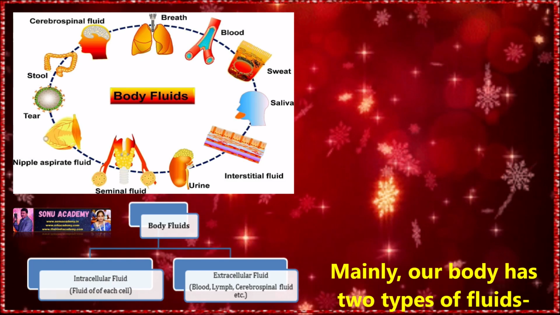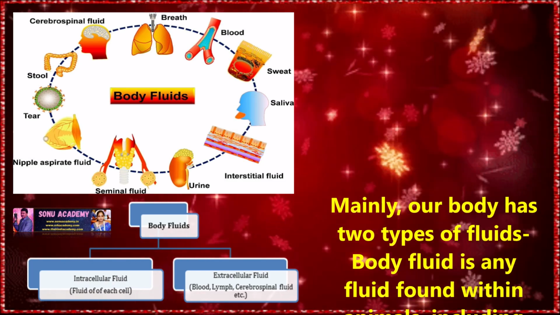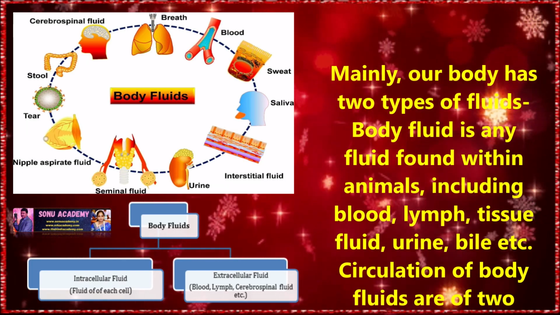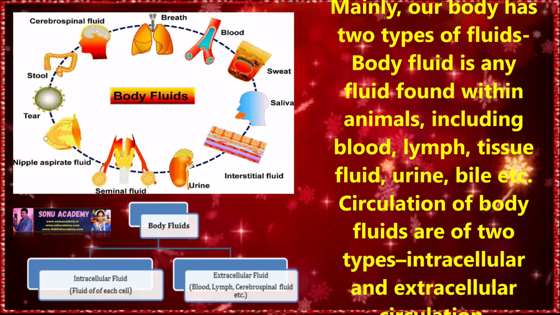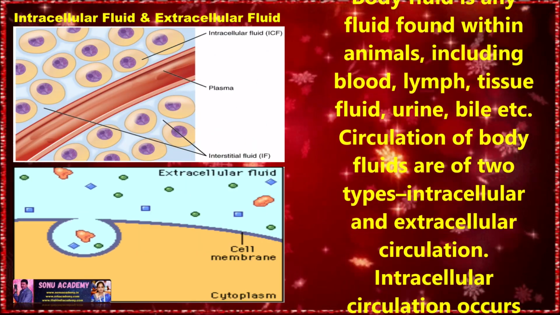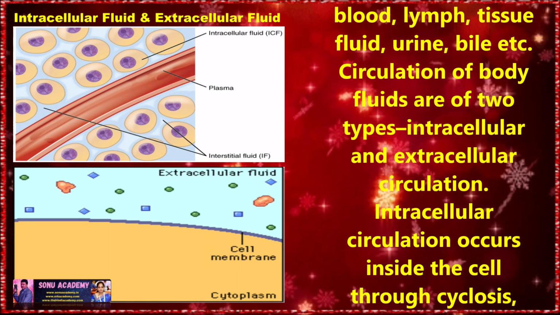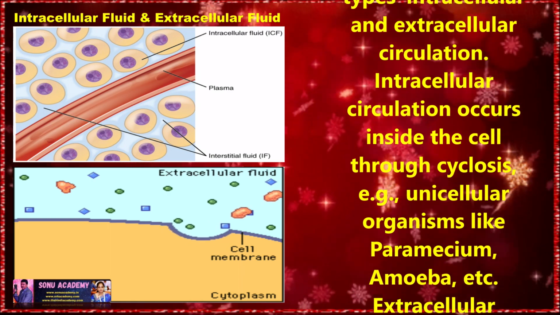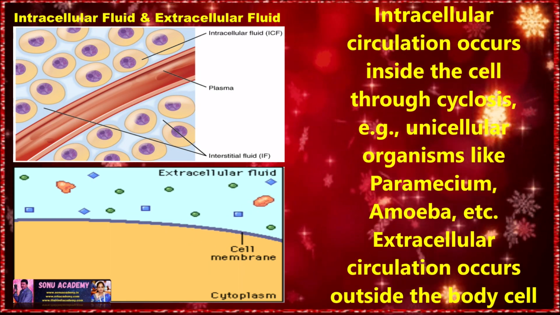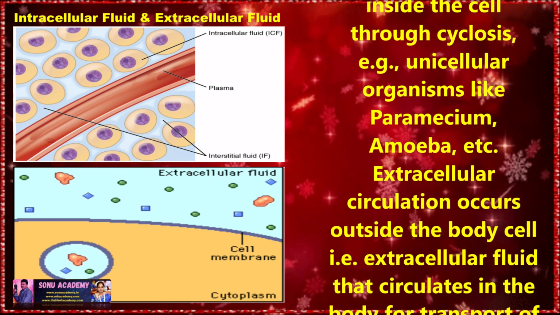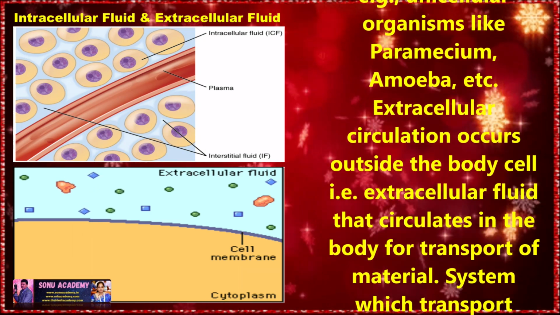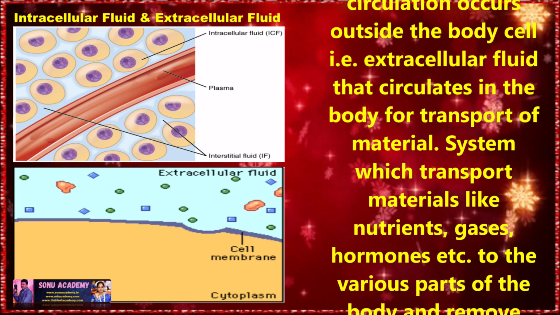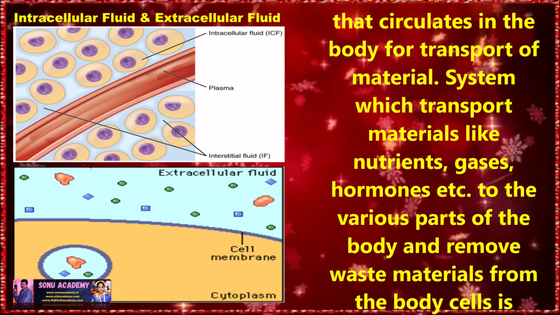Mainly, our body has two types of fluids. Body fluid is any fluid found within an animal, including blood, lymph, tissue fluid, urine, bile, etc. Circulation of body fluids is of two types: intracellular and extracellular circulation. Intracellular circulation occurs inside the cells through cytoplasm, for example in unicellular organisms like paramecium, amoeba, etc. Extracellular circulation occurs outside the body cell, that is, extracellular fluid circulates in the body for transport of material.